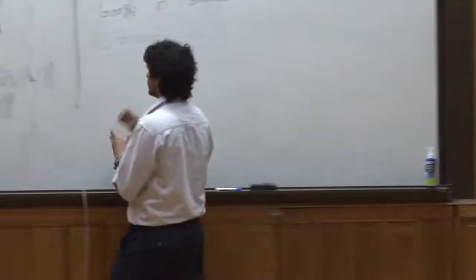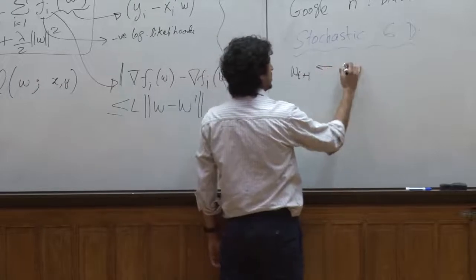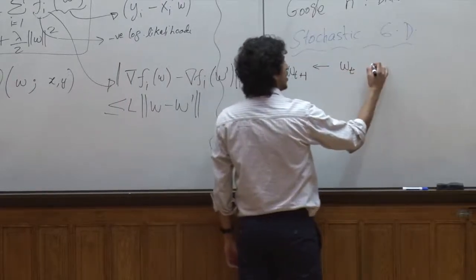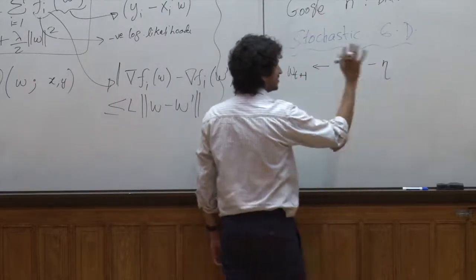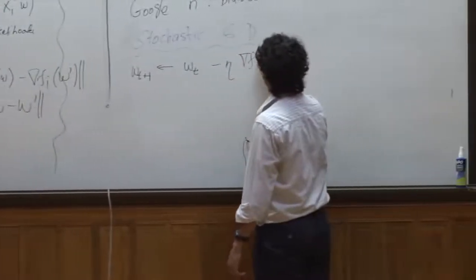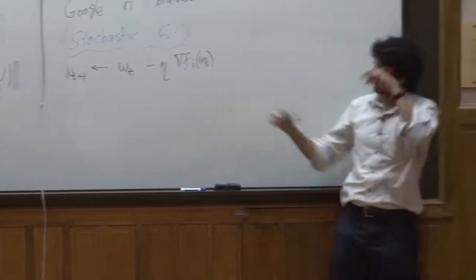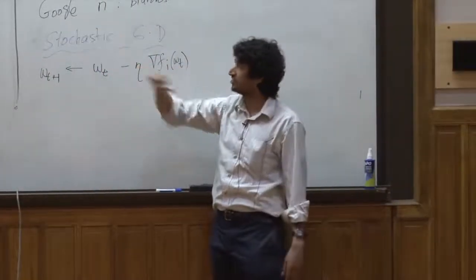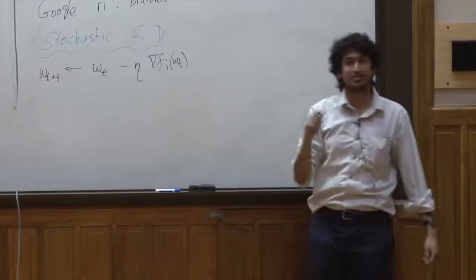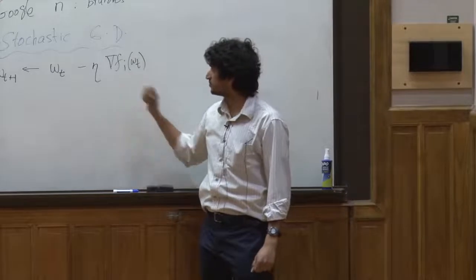So this is what it would look like. It would just be w_{t+1} is w_t minus some step size. We'll talk about how to set that step size later, times the gradient of f_i at w_t. So instead of calculating the entire sum or the entire average, I just take one of them at random. So pick i uniformly at random from 1 to n and take a step like this.